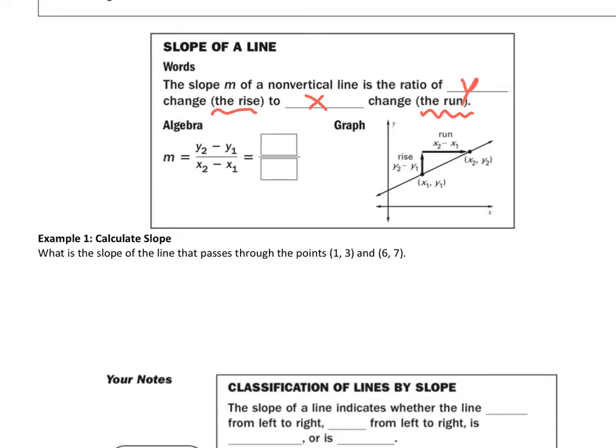In algebraic terms, it would be y2 minus y1 divided by x2 minus x1. And if you can, always think of your slope as a fraction, okay? Because y2 minus y1 concerns the rise, whether this line is increasing or decreasing, going up or down, and then the run, you read from left to right.